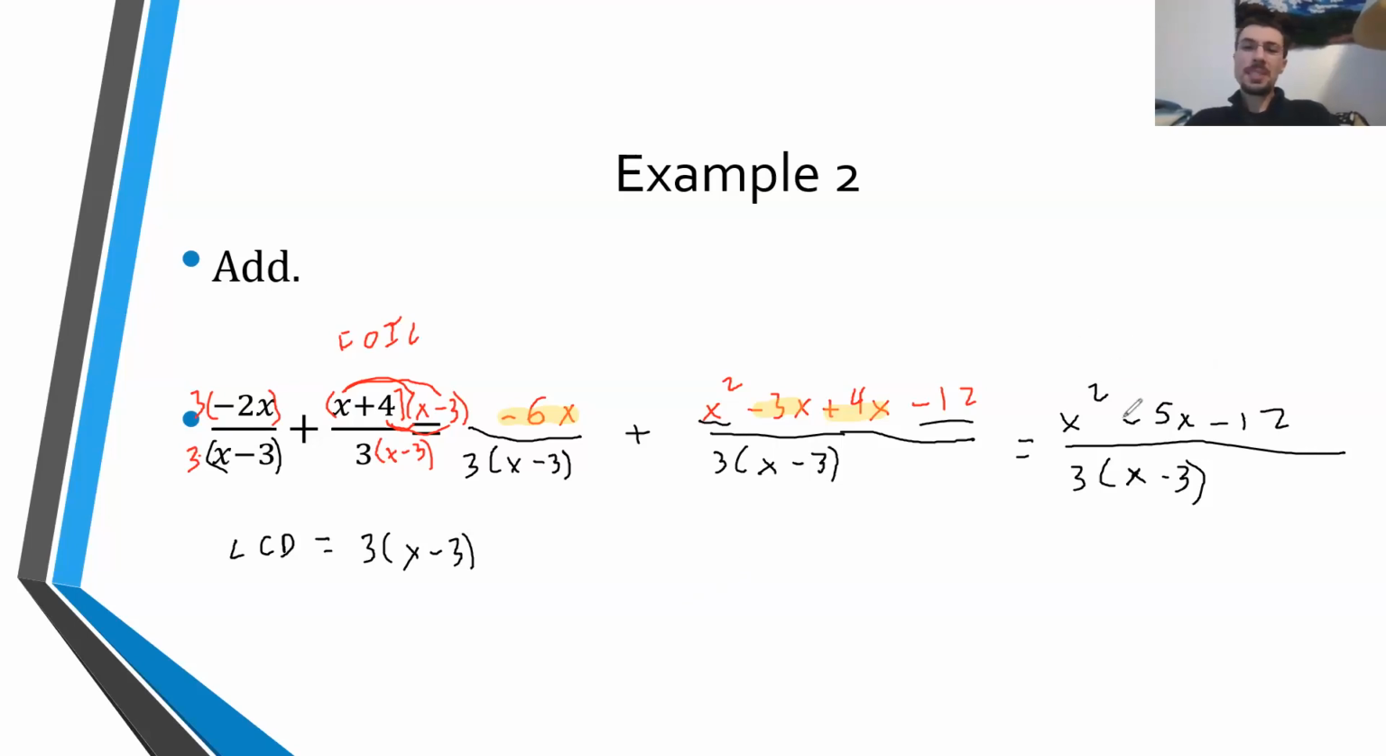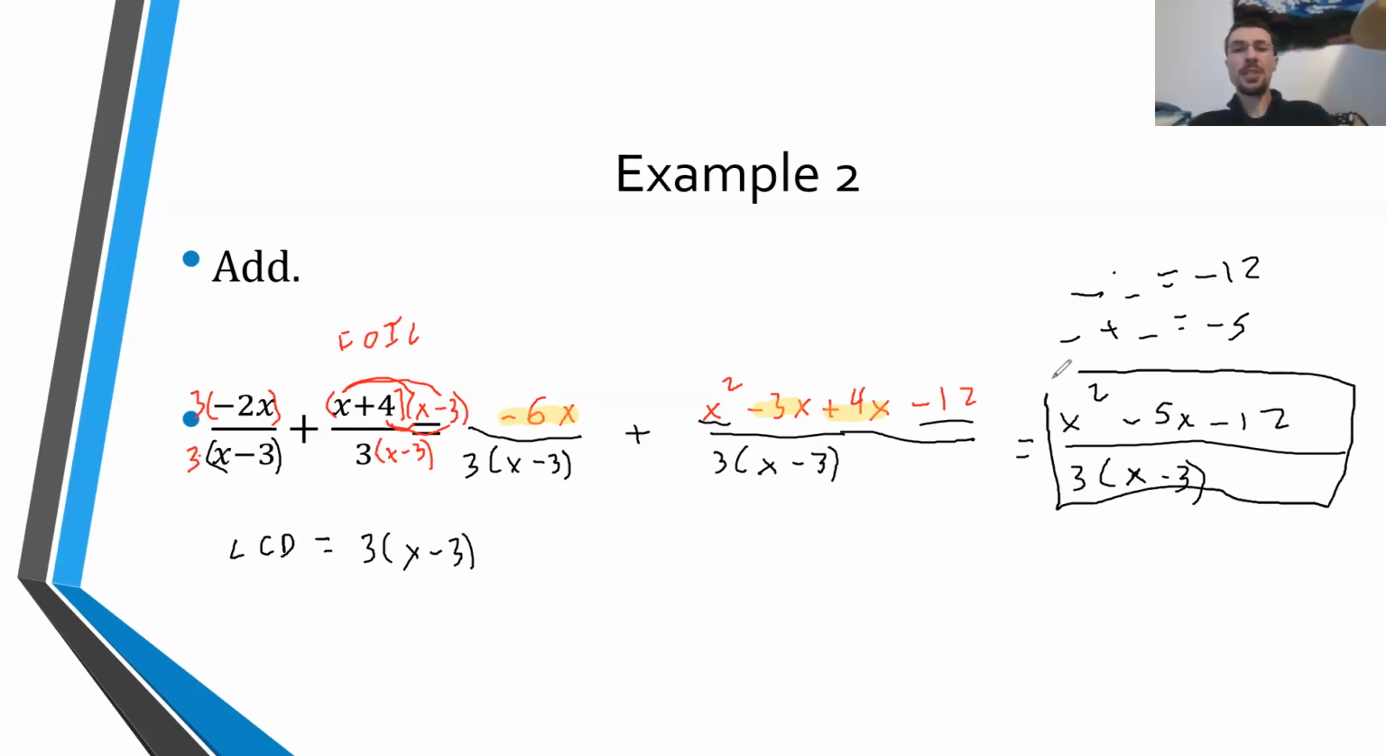You should probably check to see if the top factors. Are there any numbers which multiply to -12, which also add up to -5? Well, no, which means the top does not factor, so you are done. This problem was a little bit different because we had to FOIL after we got the least common denominator.